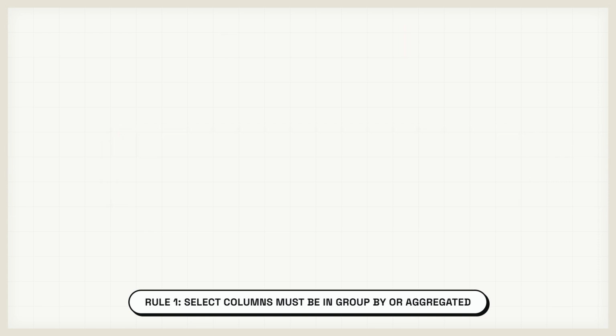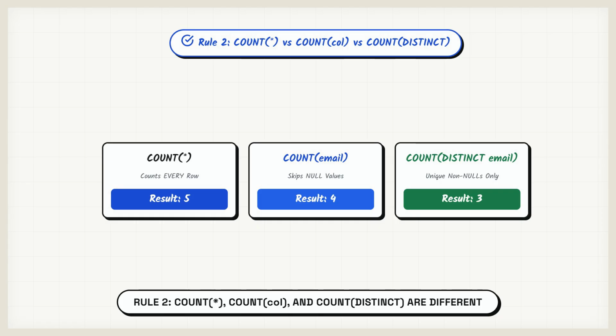Rule 2, count star, count of a column, and count distinct are 3 different answers. Count star counts every row. Count of a column skips null values. Count distinct counts only unique non-null values. Mix these up and it's one of the most common mistakes in SQL interviews.